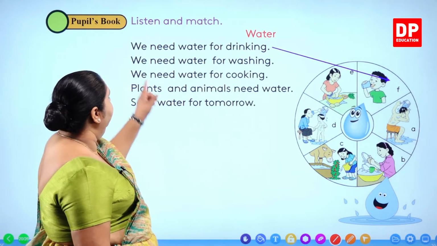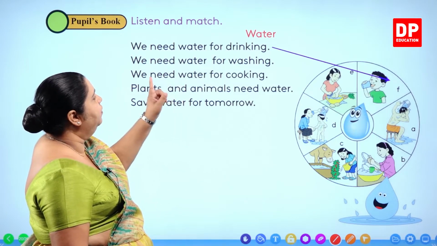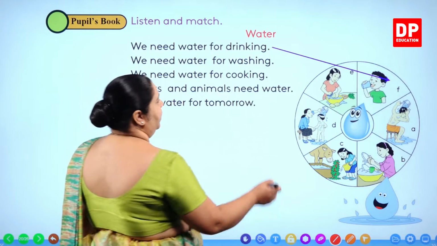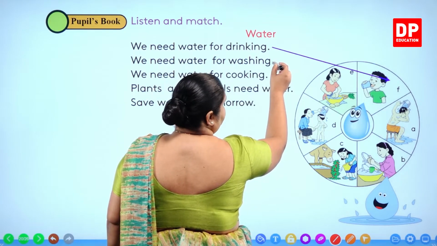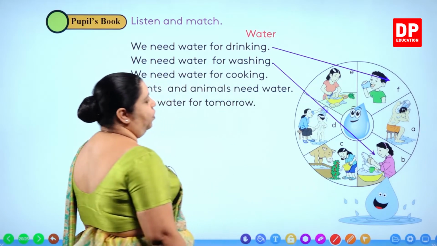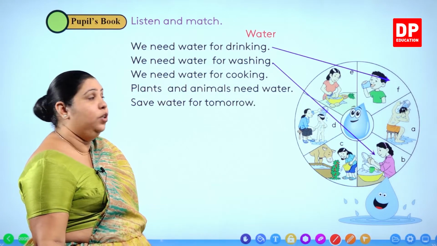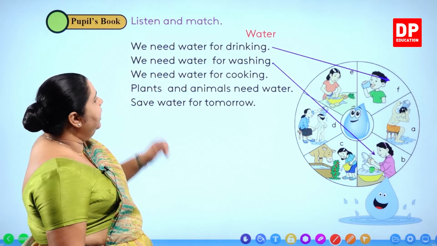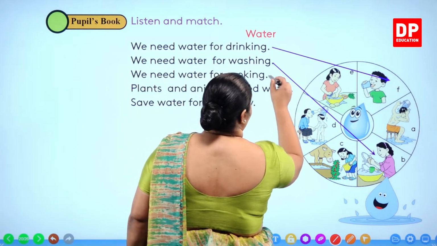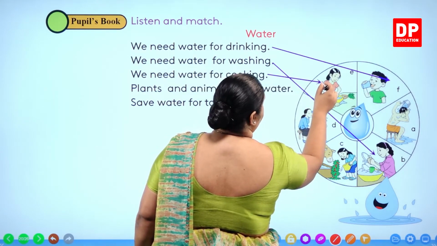The second one, we need water for washing. I will just take it from here and I'll show you. We need water for washing dishes and clothes and everything. We need water for cooking. Which picture is this? We need water for cooking is picture E.